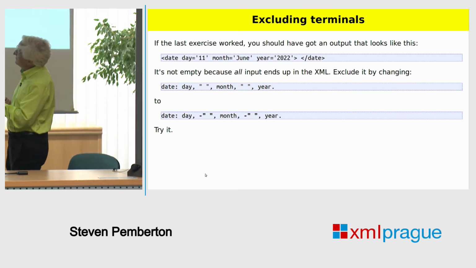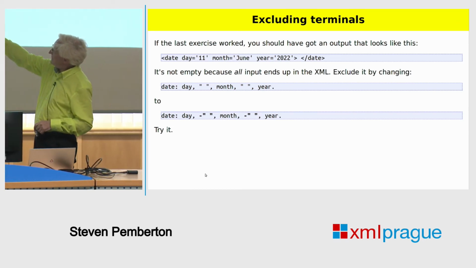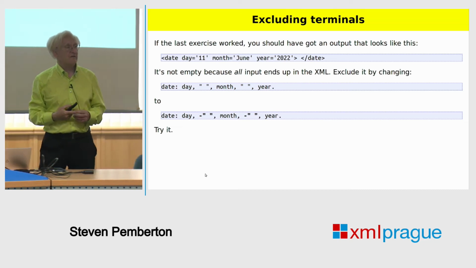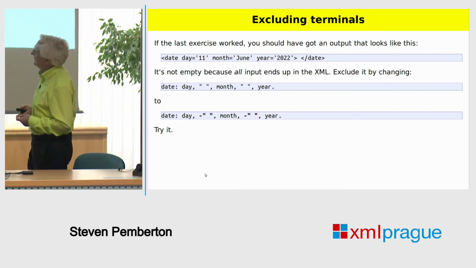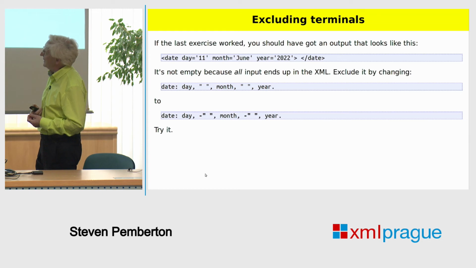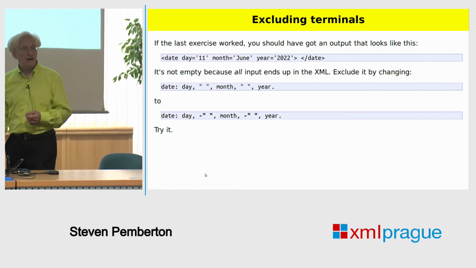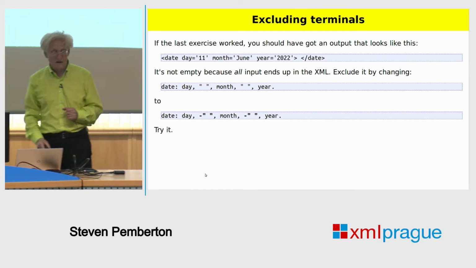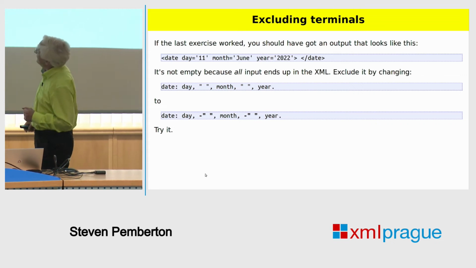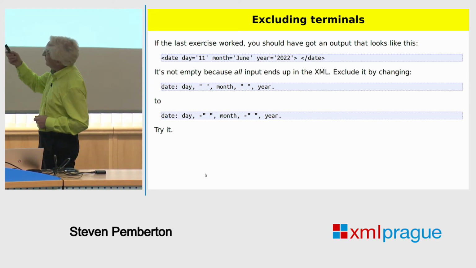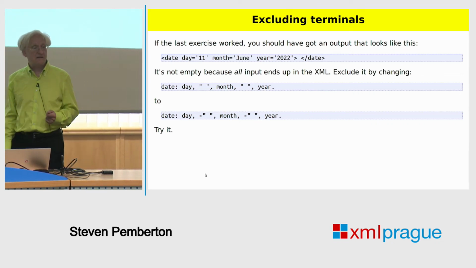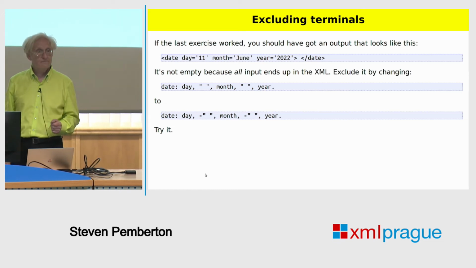So if you don't want those spaces, then you put a minus before the strings for the spaces in the definition of date, and then you will get an empty element. So that's your next task, to change it so that you delete from the output the spaces at the top level.